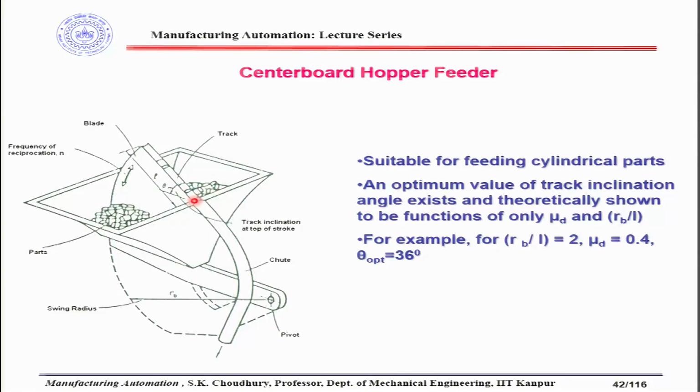Now here an optimum value of track inclination angle exists, and theoretically it can be shown to be a function of only the dynamic coefficient of friction and Rb by l. Rb, we said, is the pivot radius, and small l is the length of the track in which the parts will be nested. Of course, the maximum number of parts which can be nested here will be defined by small l divided by the part length, which is capital L. Okay. All right.